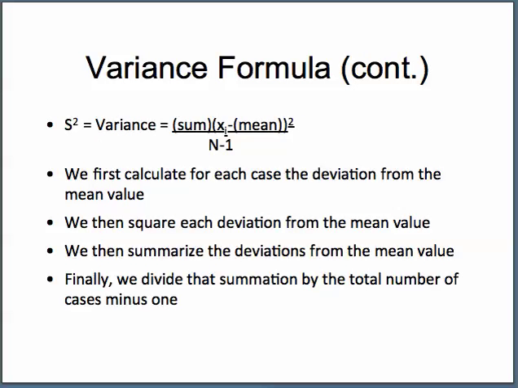The formula for variance is as follows. Variance is the summation of deviations around the mean value that are squared divided by the total number of cases minus 1. Again, we calculate for each case the deviation from the mean value. We then summarize the deviations from the mean value and divide that summation by the total number of cases minus 1.